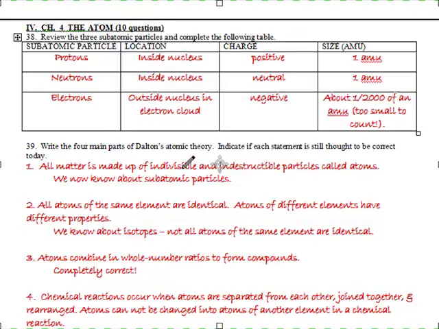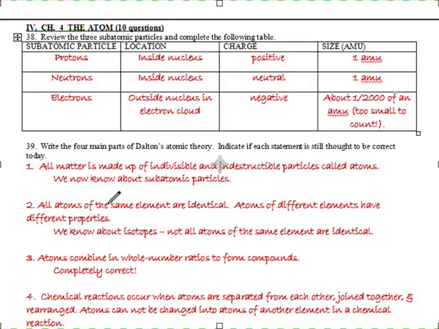Alright, Dalton's atomic theory. We have to figure out the 4 main parts and then indicate if each part is still correct today. The first thing he said is that all matter is made up of indivisible and indestructible particles called atoms. Well, everything still is made up of atoms, but we know that they're not indivisible. Indivisible means it can't be broken down. We know that we can break it down into protons, neutrons, and electrons, and those can be even broken down into more subparticles. And we know that they are destructible. Just consider a nuclear reaction.